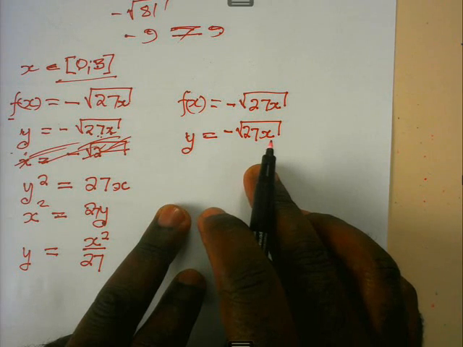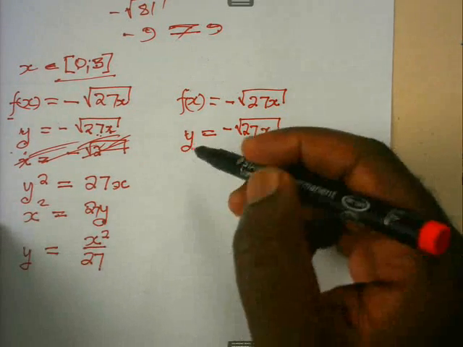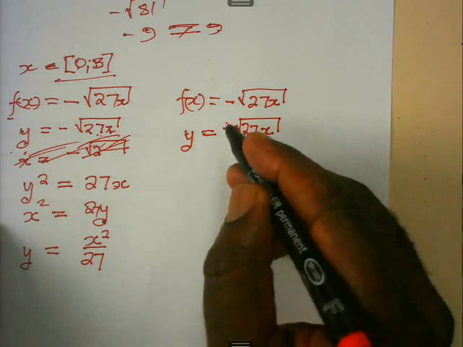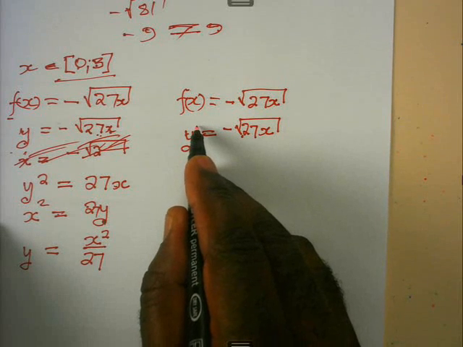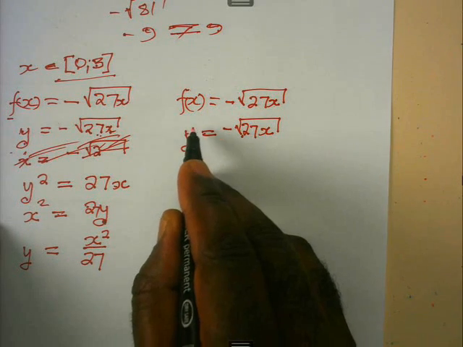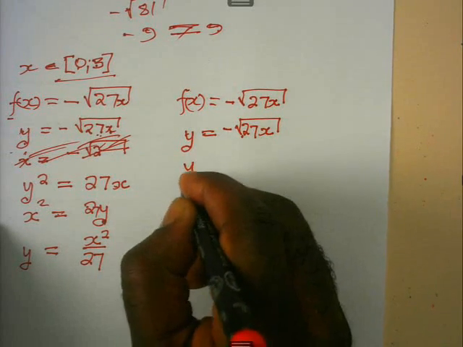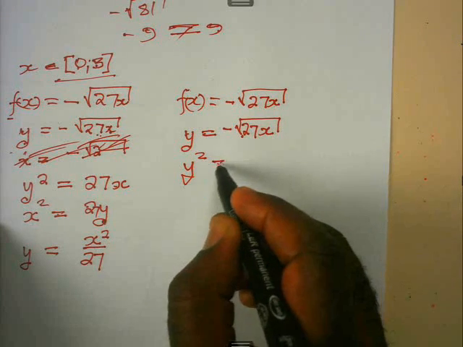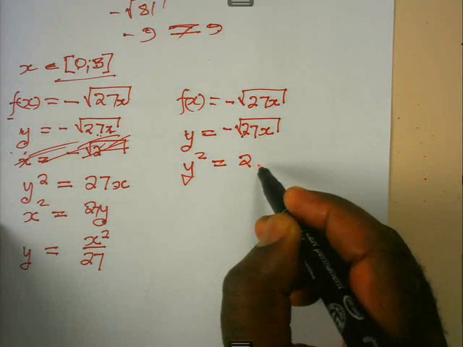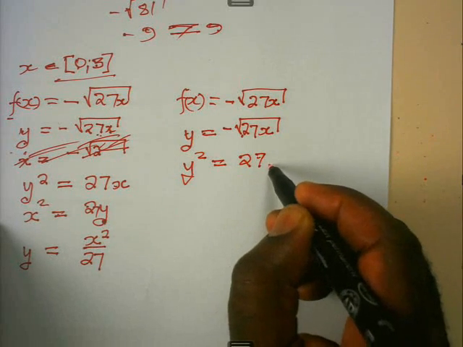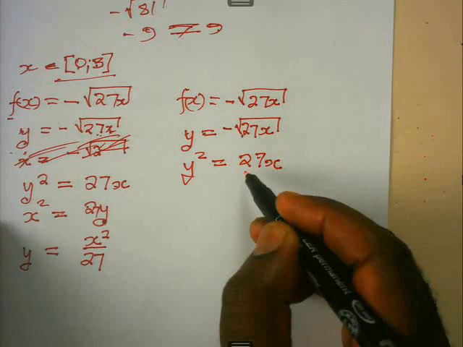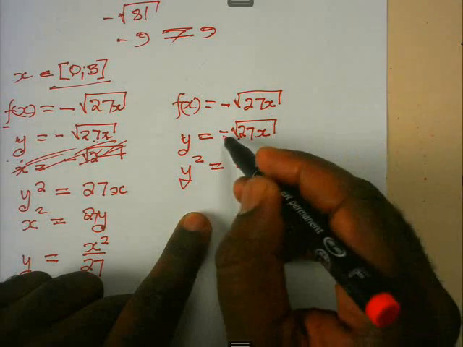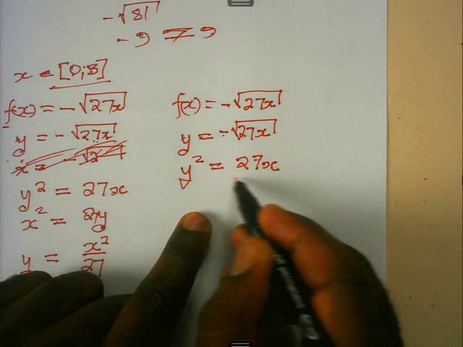But when I arrive here, since y is equal to the square root, I can always square both sides. If I square both sides, I'm going to have y squared on this side, and this side now is going to give me 27x, because I've squared both sides. Remember, this root sign squared is going to give you that. The negative gives you the positive, hence we have a positive.